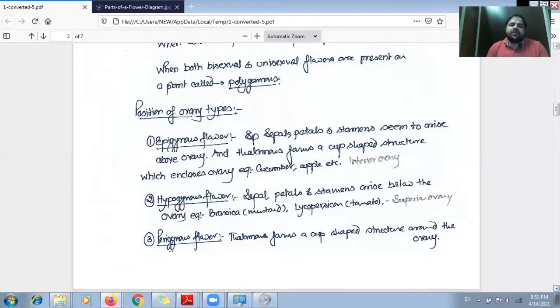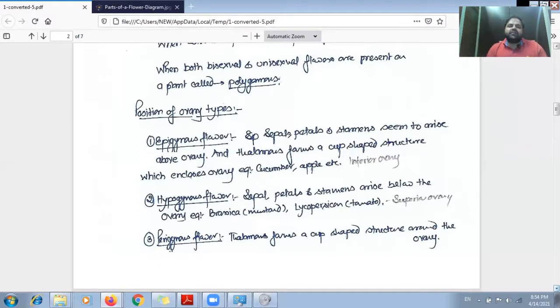Now the second category of the flower is hypogynous flower. So in case of this flower, everything will be reversed compared to the epigynous flower. Means the sepal, petal, stamens will be arranged below the ovary. Means here the ovary will be in superior position, and the rest of the parts of the flower such as sepal, petal, and stamen will be placed below the ovary. And here the examples are brassica and tomato. But in case of epigynous flower, the examples are cucumber and apple.